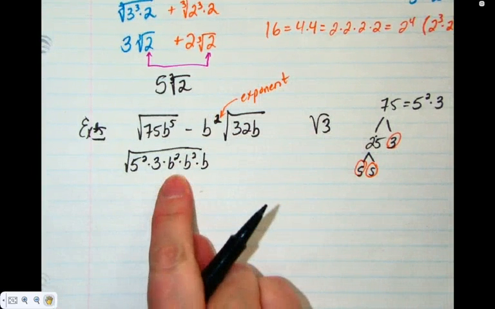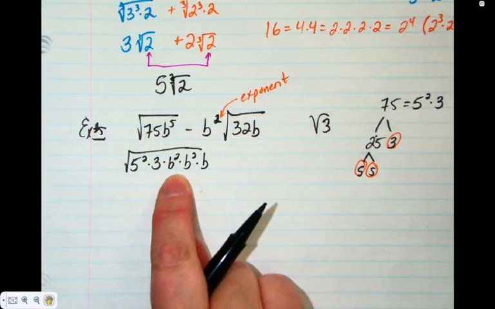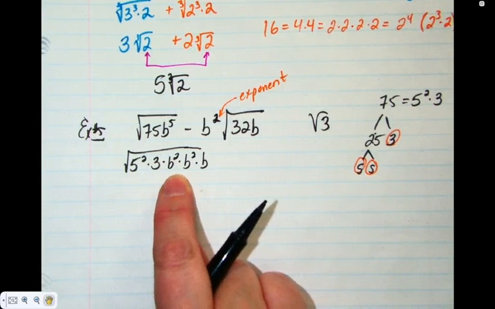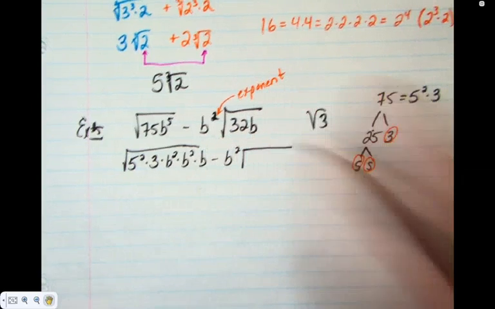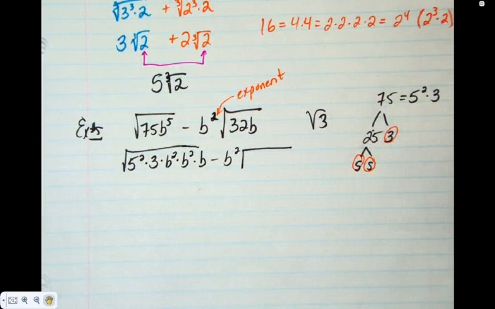If you wanted to combine the b squared and b squared to be b to the 4th, that's great. You don't have to, but you can if you want to. It's up to you how you choose to write it. Still got this negative b squared hanging around. Now I got to do something with 32.